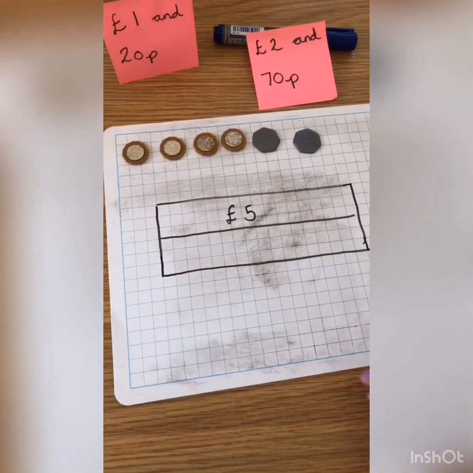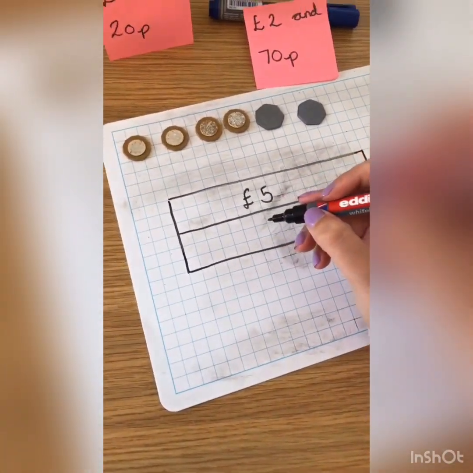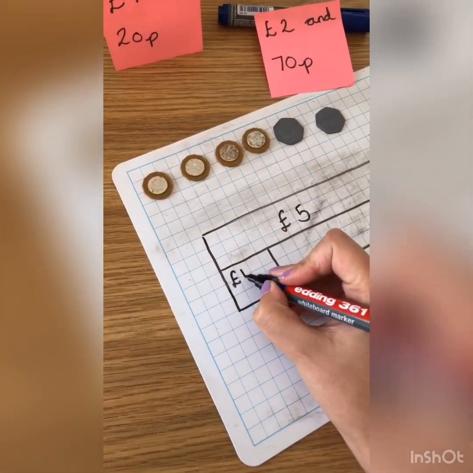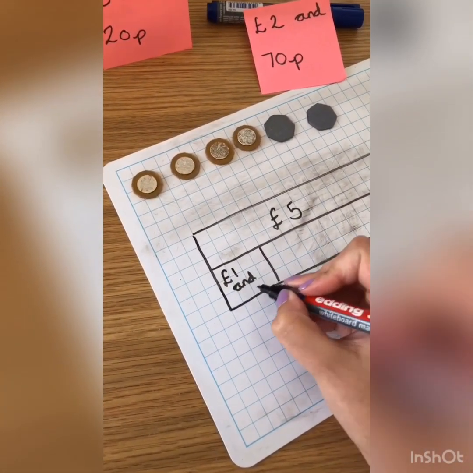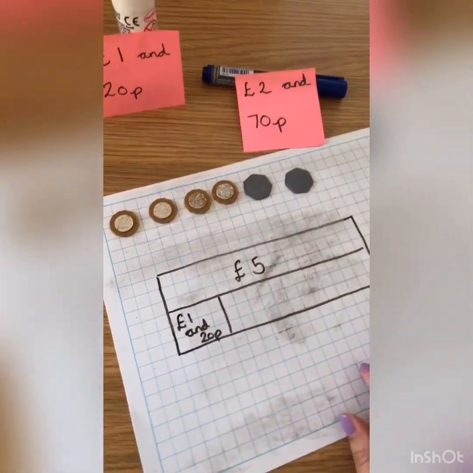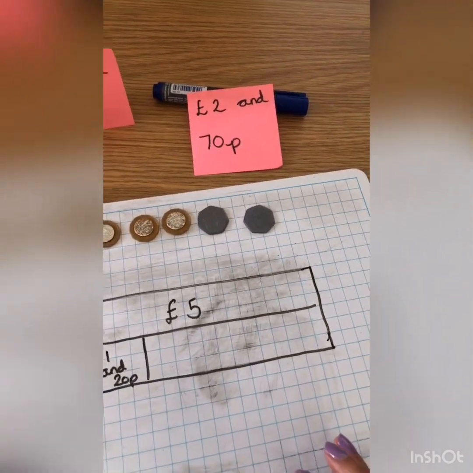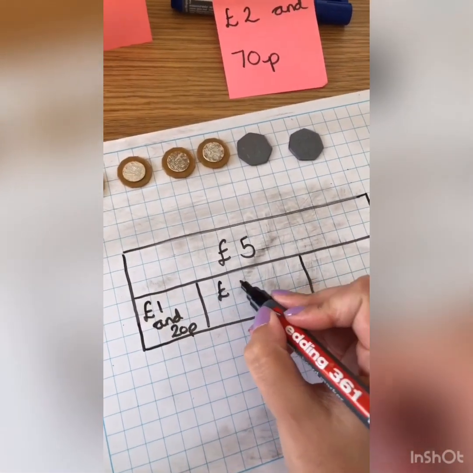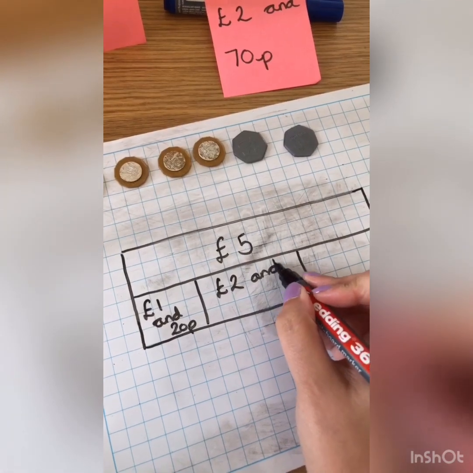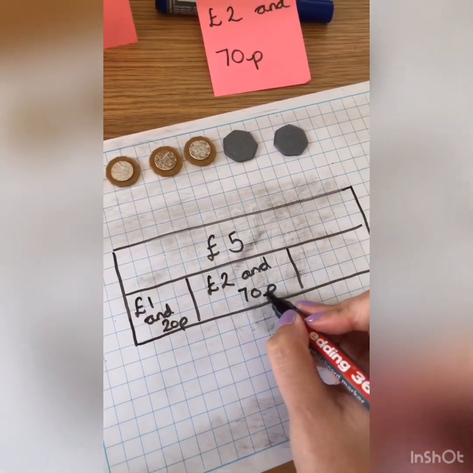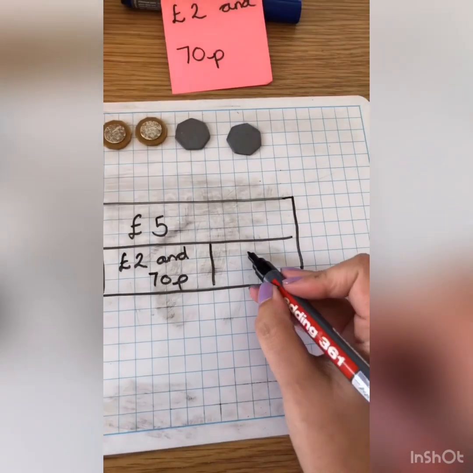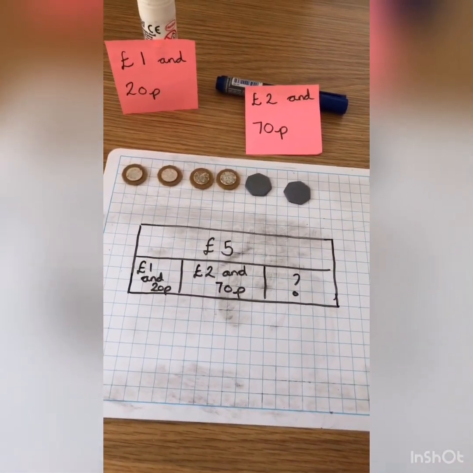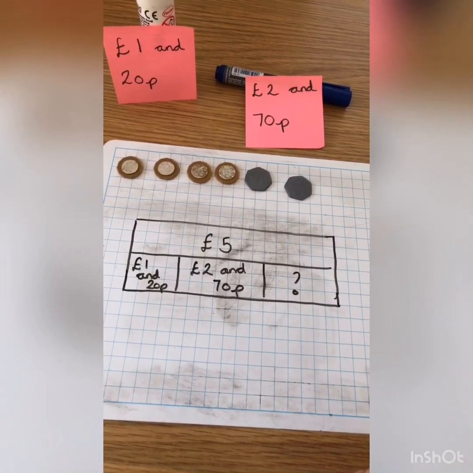So let's start with our bar model again. I know that my glue stick is £1.20. So I'm going to write that in this box here. And I know that my whiteboard pen is £2.70. So I'm going to do a box in the middle. And then the box at the end is my question mark, as that is how much change I would receive from buying these items for £5.